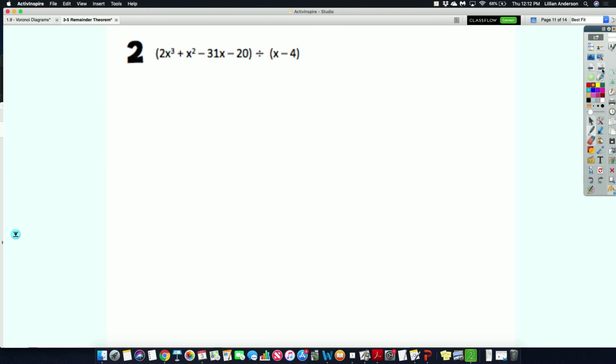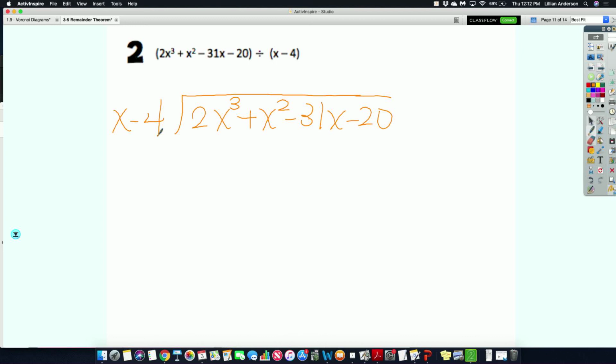Let's look at number 2. Okay? Drawing my division bar, write down every term for my dividend, and my divisor goes on the outside. One quick note. If your dividend or your divisor is missing a term, say it's missing the x squared term or the x term, you need to put in a 0 placeholder. Otherwise, your entire thing is going to be off.